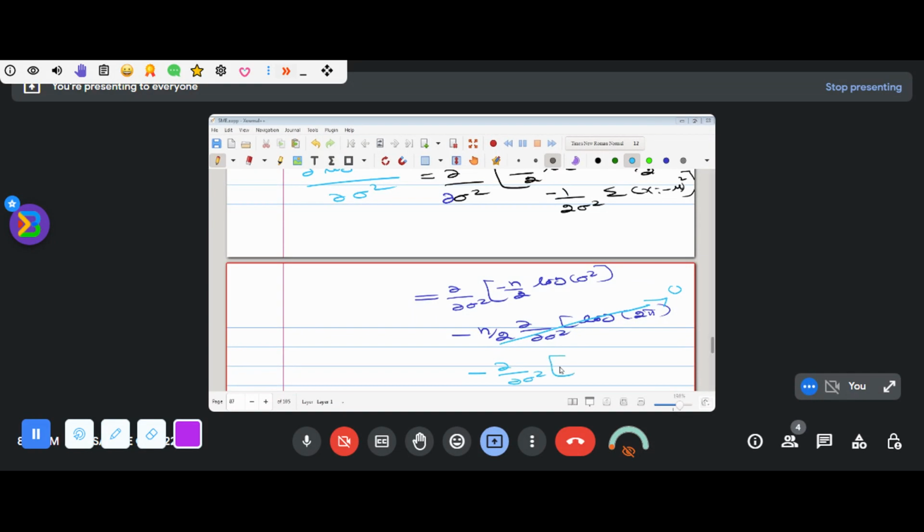What is the result? Minus 1 by 2 is a constant, so we take it outside. What is the result here? 1 by sigma square is the derivative term. Summation xi minus mu the whole square is a constant term, without sigma square, therefore we take it outside.